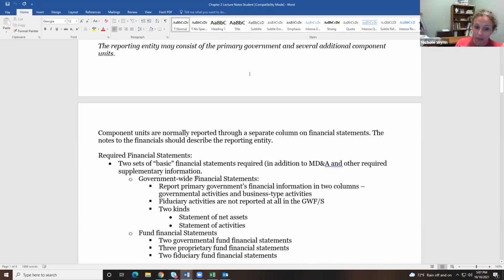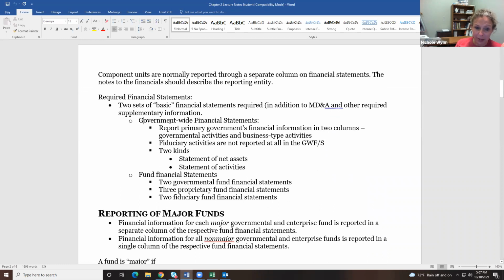So as far as the financial statements go, like we talked about last time, there's the government-wide financials and the fund financials. The government-wide financials are basically the balance sheet and the income statement. And then for the fund, the governmental funds have 2, proprietary have 3, and fiduciary have 2. We learned that last time.